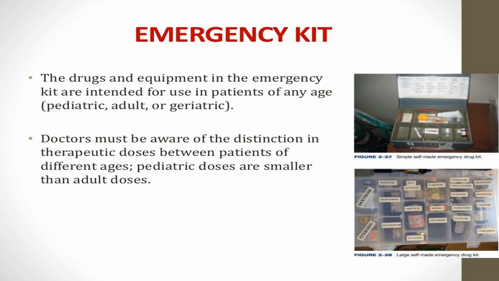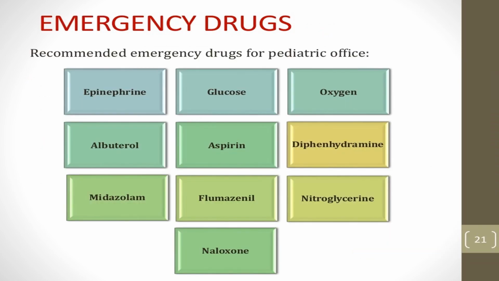Emergency kit. The drugs and equipment in the emergency kit are intended for use in patients of any age, pediatric, adult, or geriatric. Doctors must be aware of the distinction in therapeutic doses between patients of different ages. Pediatric doses are smaller than adult doses.